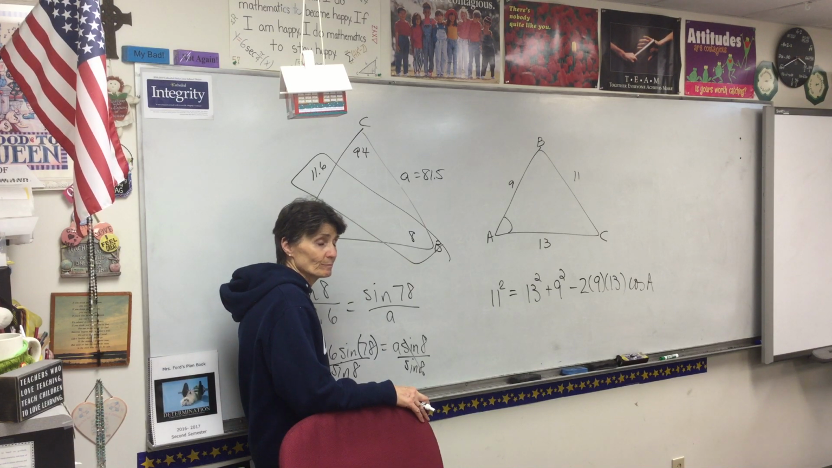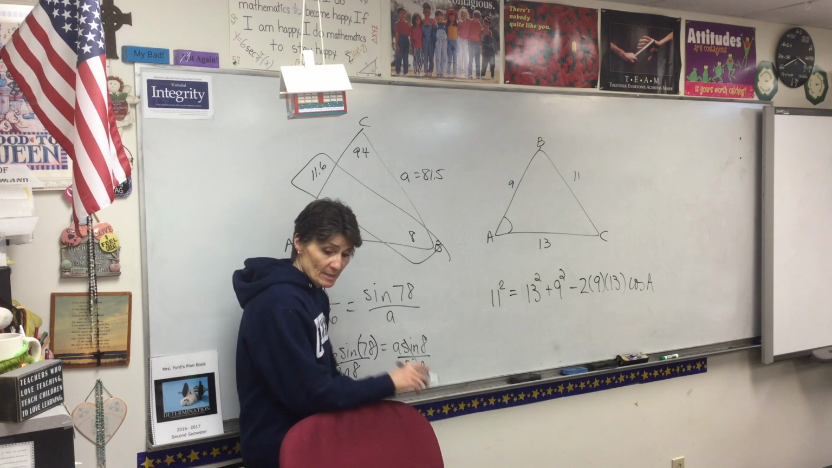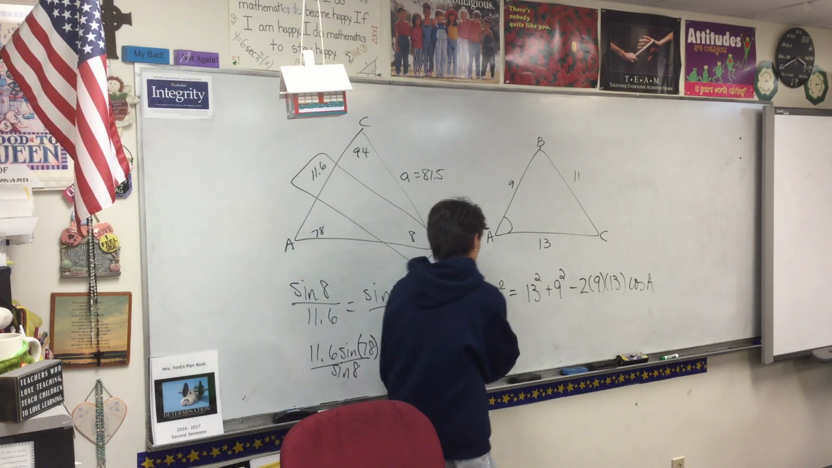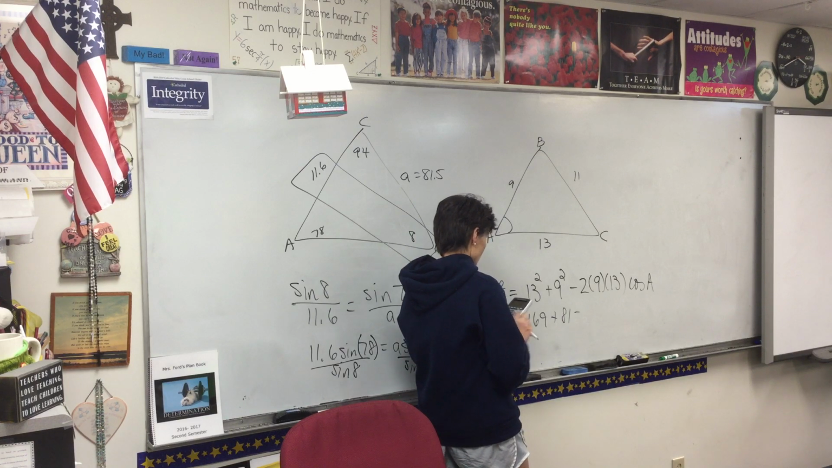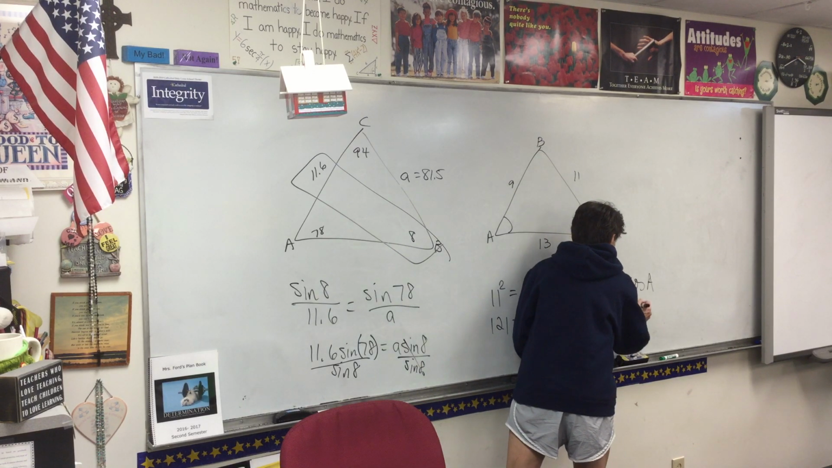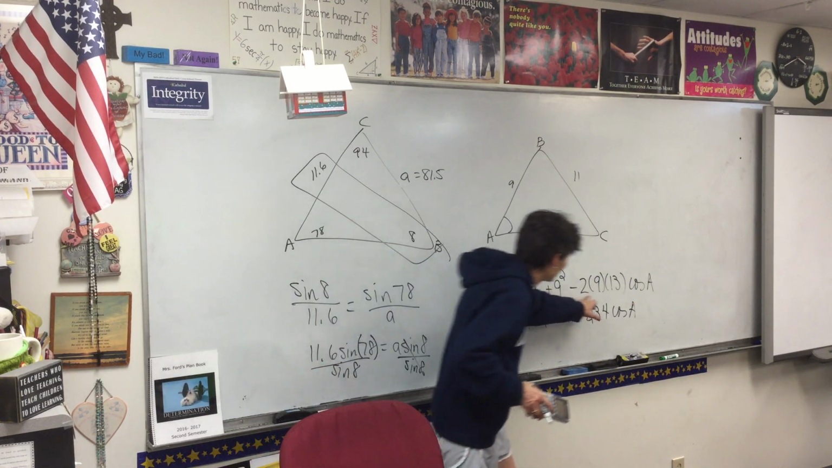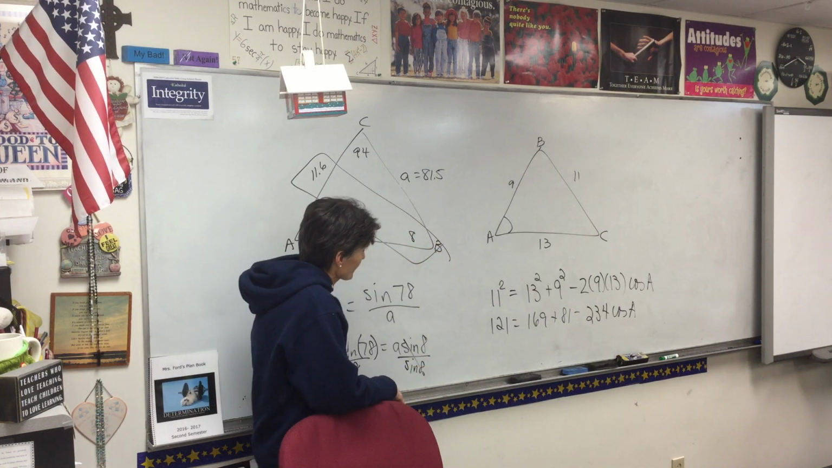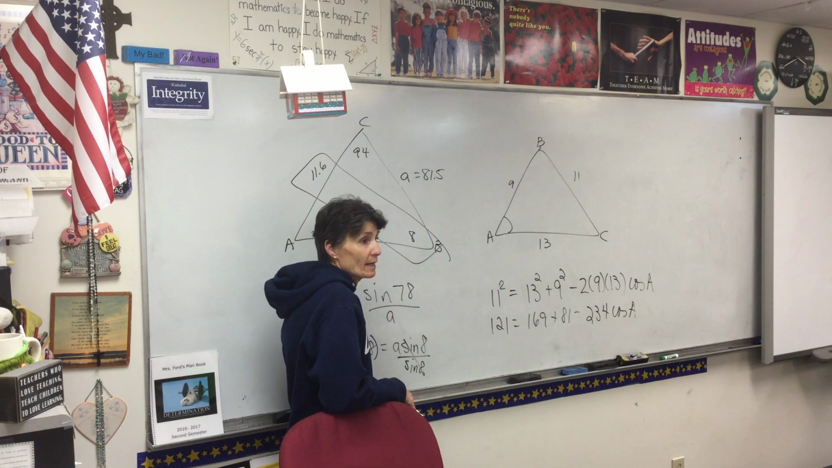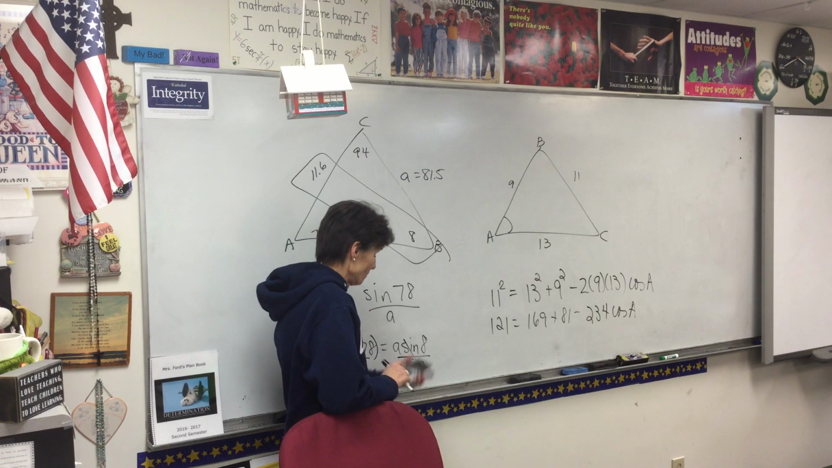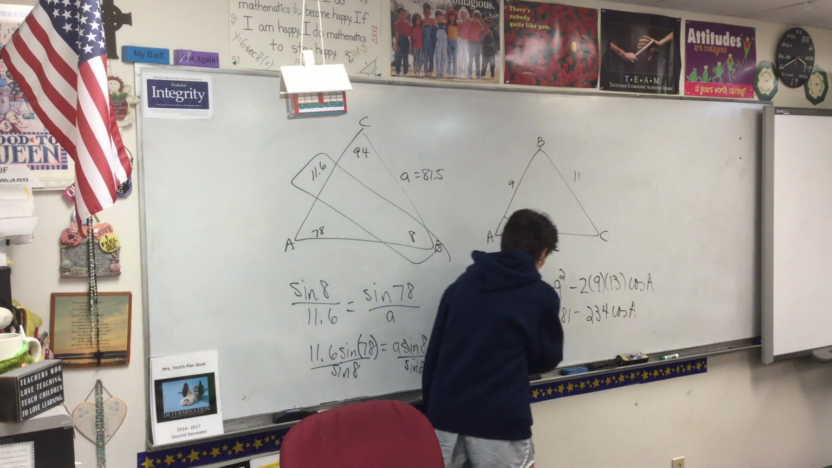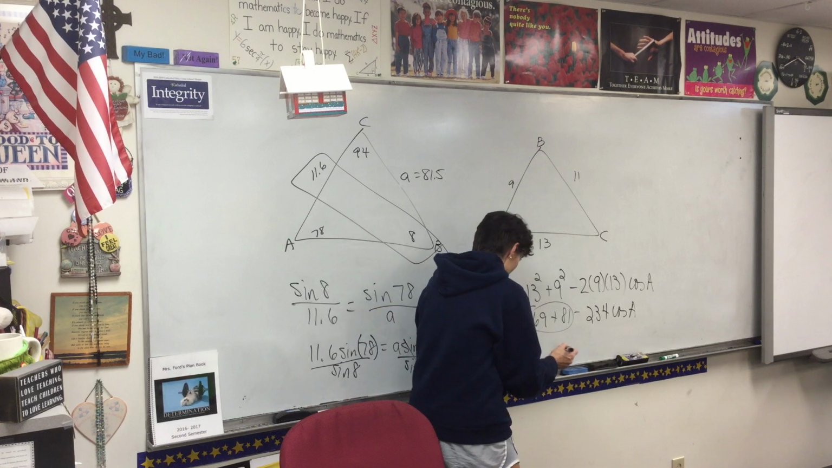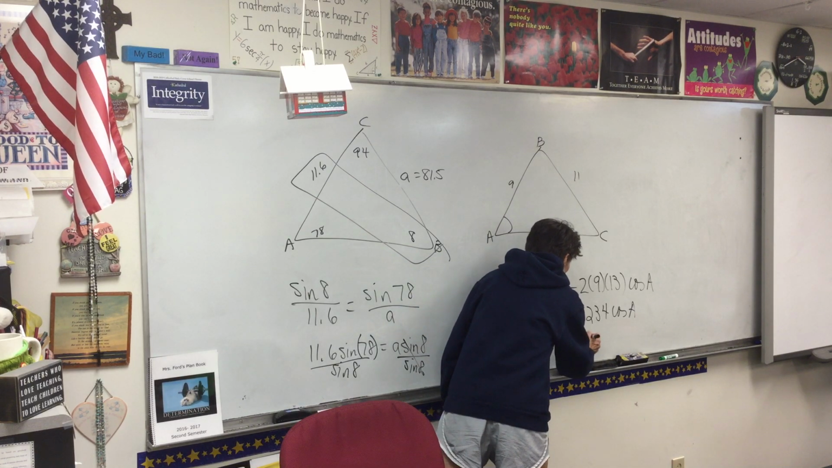Now, this is the tricky one to type in, so do it carefully. I would suggest that you just do the basic arithmetic. I'm just doing my squaring and my multiplying here to come up with that. Now, what would I do next to solve this? Combine, so add 169. Absolutely. So 121 equals 250 minus 234 cosine.